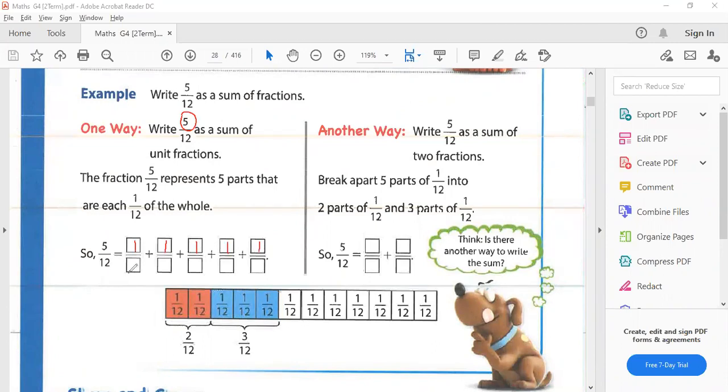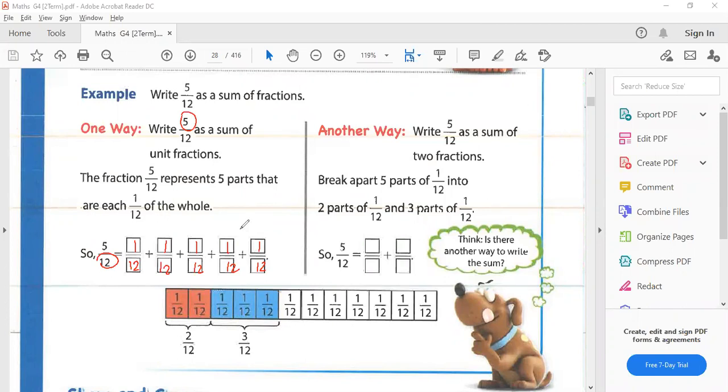All of these fractions have the same denominator, like this one, 12, 12, 12, 12. All of these fractions have the same denominator, 12. So we have 5 unit fractions. Their denominator is 12, simply like this.